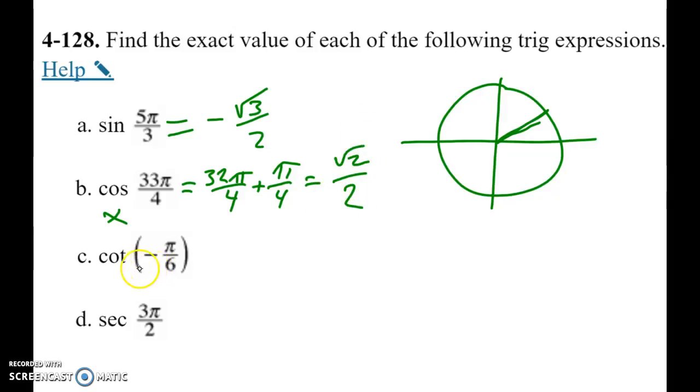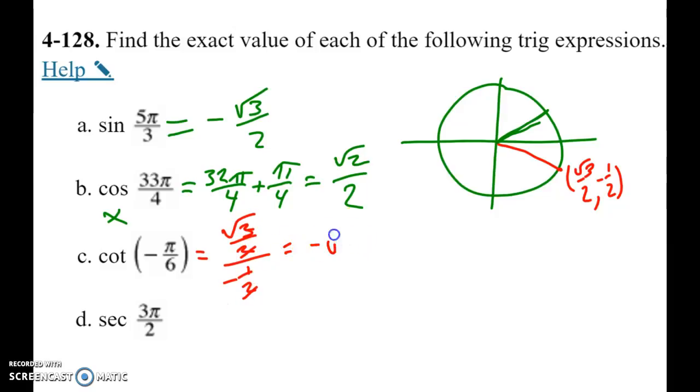Alright, so now we're looking at cotangent of negative pi over 6. So negative pi over 6 would be going the opposite direction. That would be right here. So at that place, my x value is square root of 3 over 2, and the y is -1/2. Cotangent is defined as x over y. So my x value over my y value simplifies to negative square root of 3.